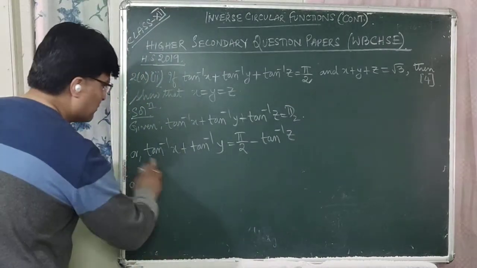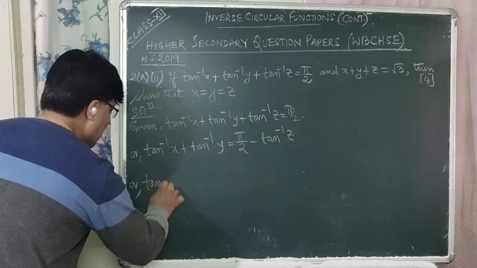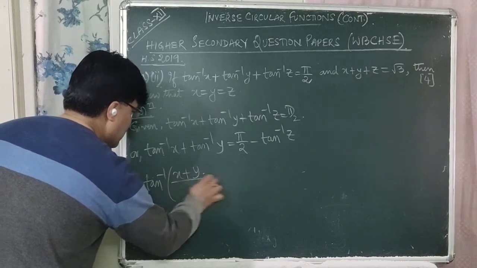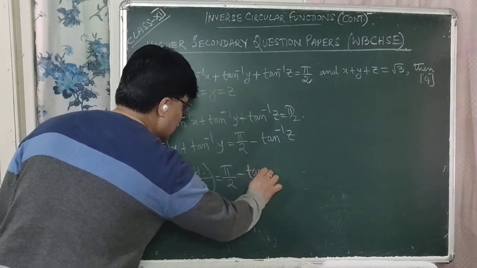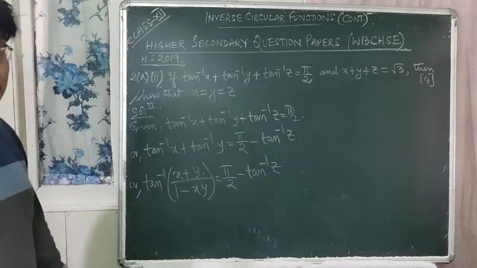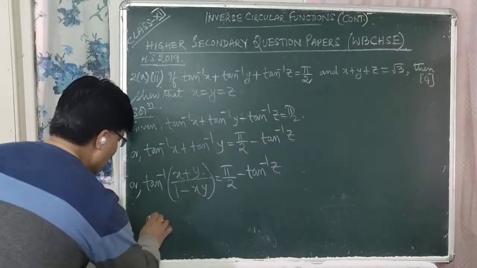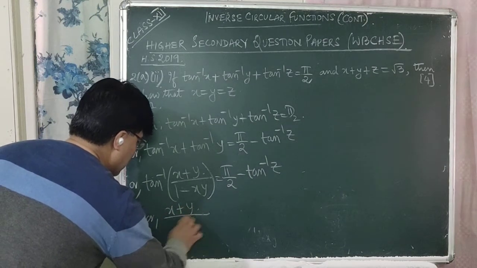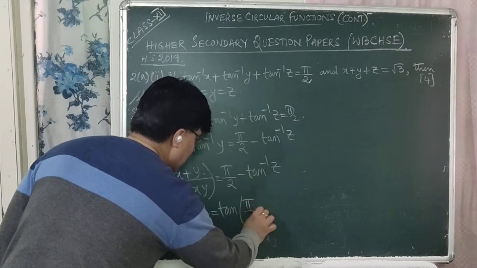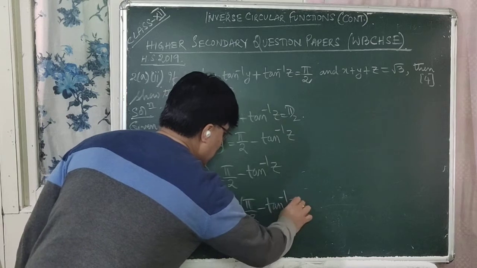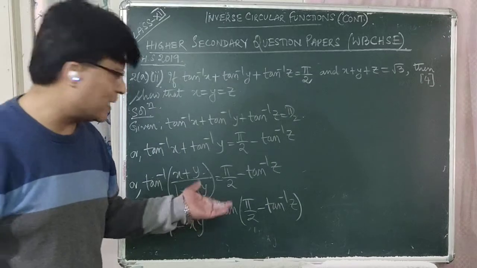Next, what is the formula on the left hand side? It is tan inverse x plus tan inverse y, you know that. So what's the formula out here? It is tan inverse of (x plus y upon 1 minus xy), which is equal to pi by 2 minus tan inverse z. Is it clear? Now let us take this tan inverse to the right hand side. So x plus y divided by 1 minus xy is equal to tan of (pi by 2 minus tan inverse z). When this tan inverse goes to the right hand side, it becomes tan. You know that, isn't it?